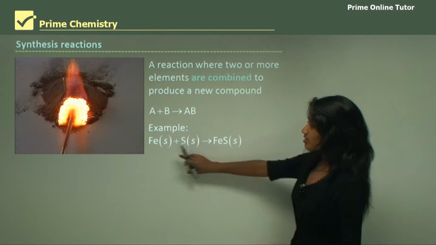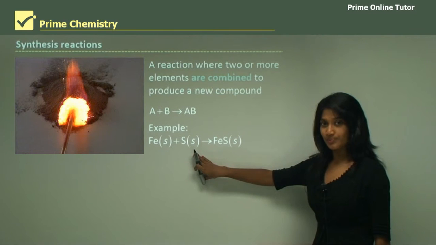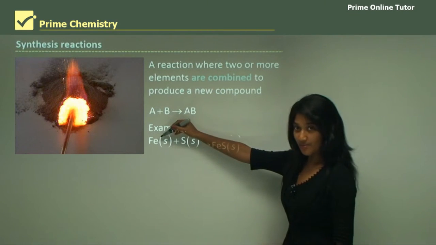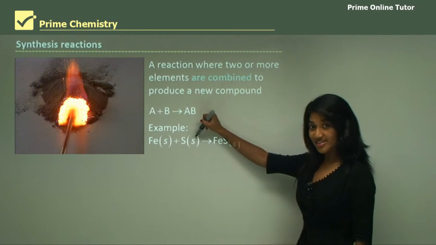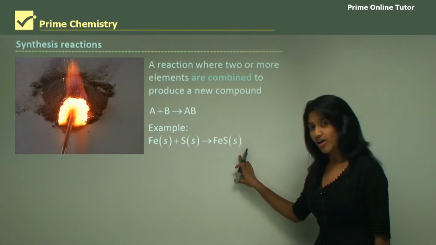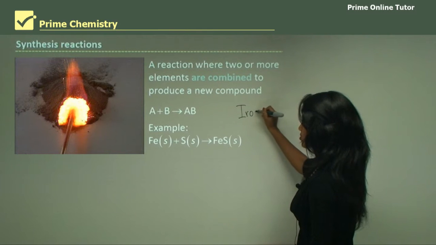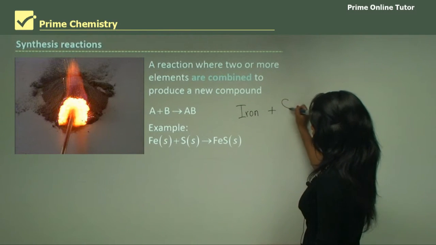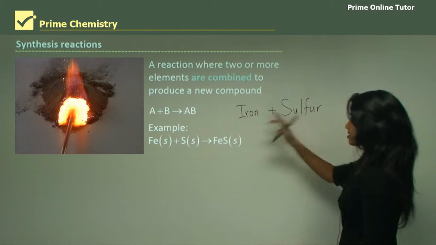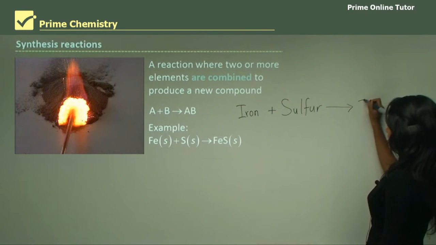So to work out the formulas for iron and sulfur, you refer to your periodic table. Under iron you would find Fe, under sulfur you'll find S, and when you combine these two you would form iron sulfide. Now I would write the word equation here so you would understand it more. We have iron reacting with sulfur. So this is the reaction that's happening in a word equation, and they're forming iron sulfide.